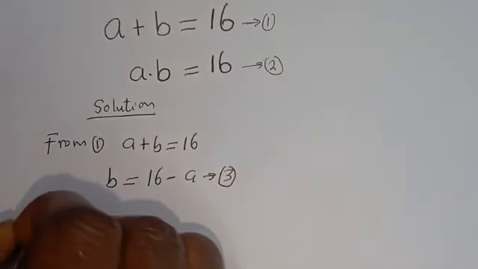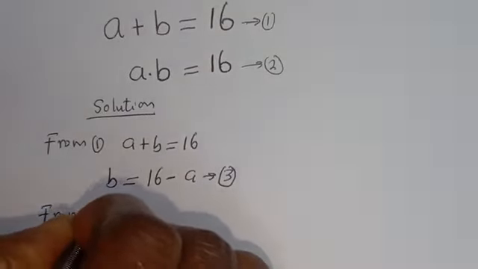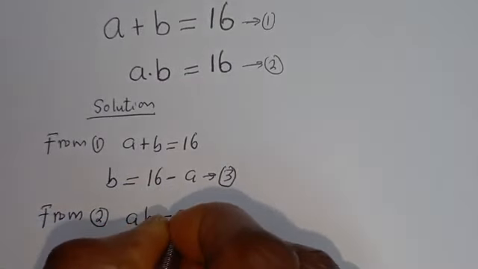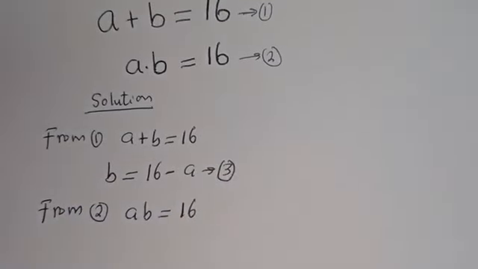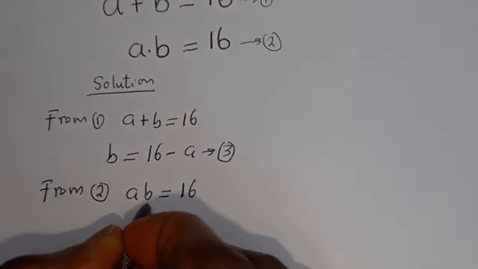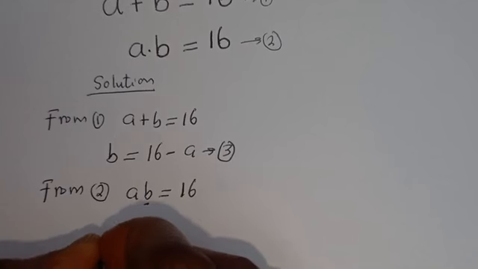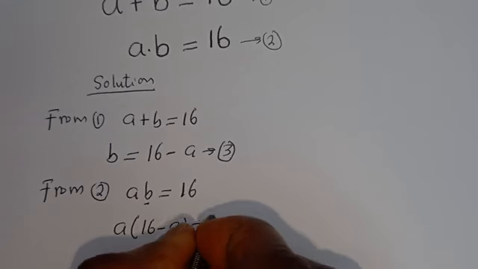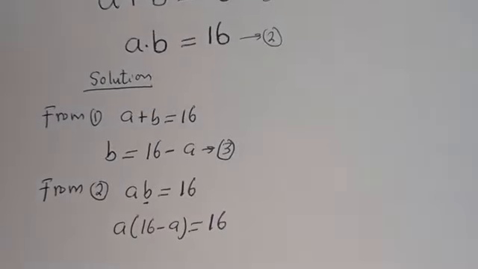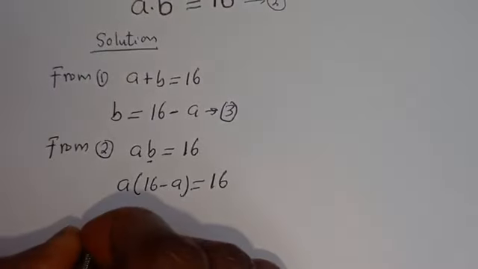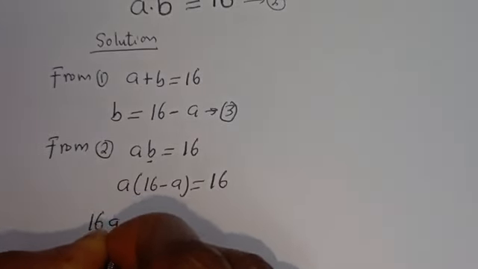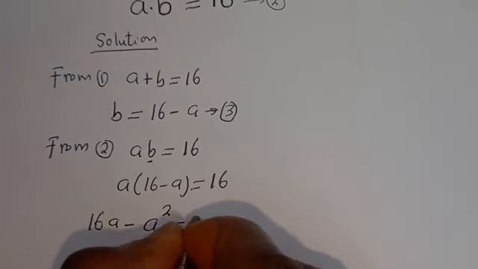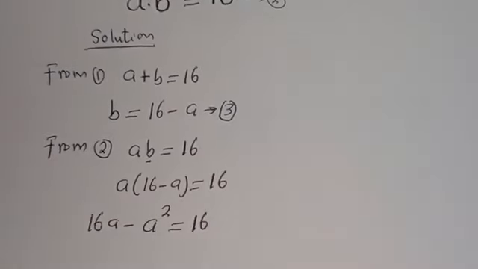Then from equation 2, AB is equal to 16. We know that B is equal to 16 minus A. We have A bracket 16 minus A is equal to 16. Let's open the bracket. A multiplied by 16, this is 16A, minus A multiplied by A, this is A squared, is equal to 16.